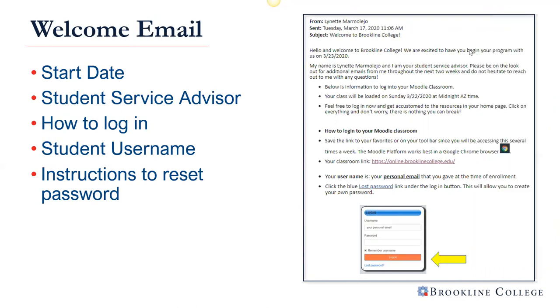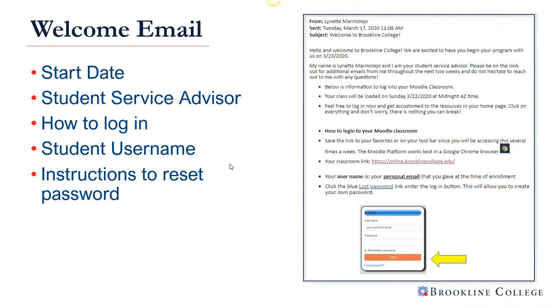Okay, so one of the things that you'll notice is that we give you a link to go to, which is online.brooklinecollege.edu. And we try to keep it really simple for you to get in. Your username is going to be your personal email address. That would be the email that you gave at the time of enrollment. And then what we're going to have you do is click on the blue lost password link under the login button. Now, on my screen here, I show it. We're going to actually look at it online here in a few minutes, but that's what the email that you initially receive.